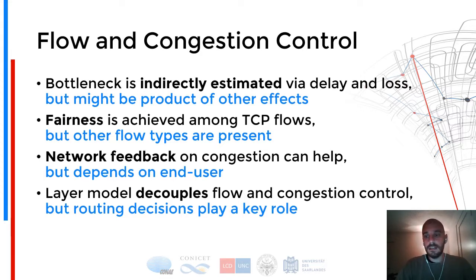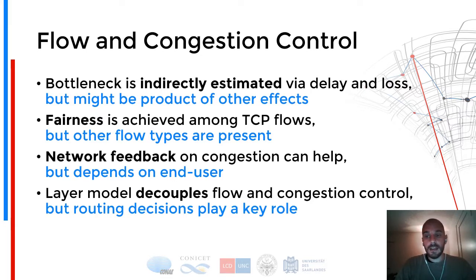TCP flows ensure fairness between them. So if I have many TCP flows sharing a given link, or a given path, or a given router, the different versions of TCP, such as Tahoe and Reno, ensure they will share the capacity of the link evenly between them. However, this does not ensure that there are no other types of flows present that actually impair TCP flows, such as UDP or other types of traffic.